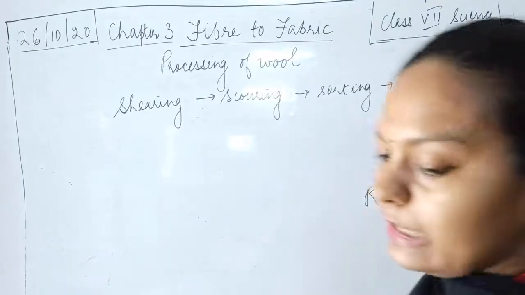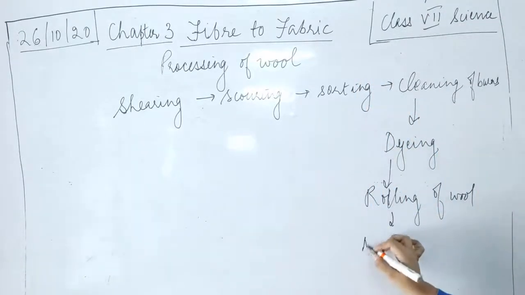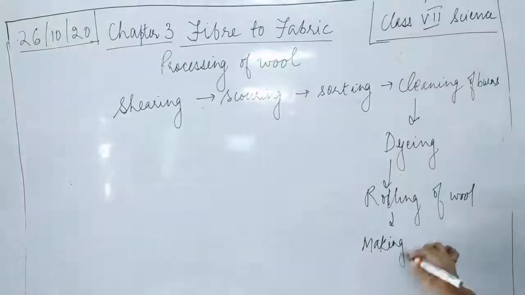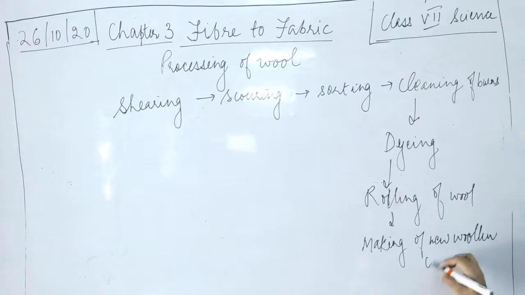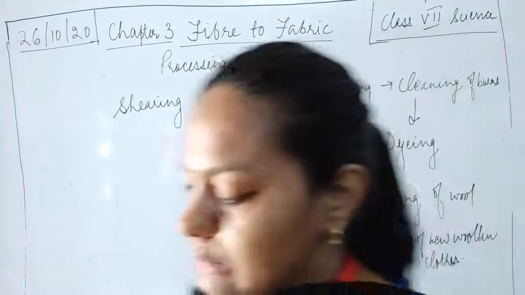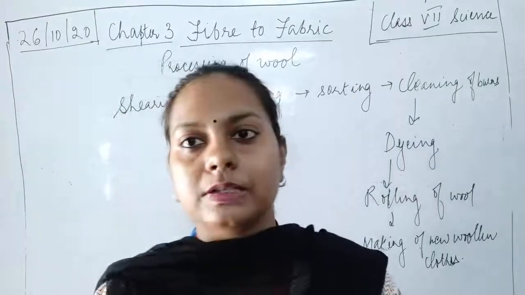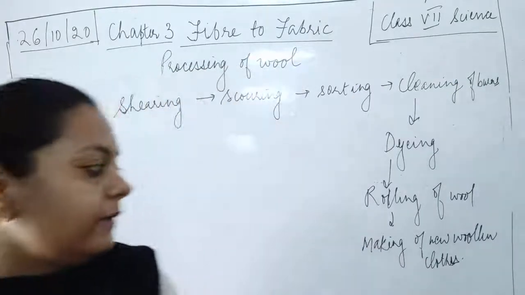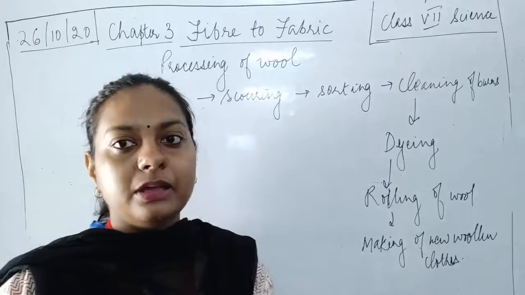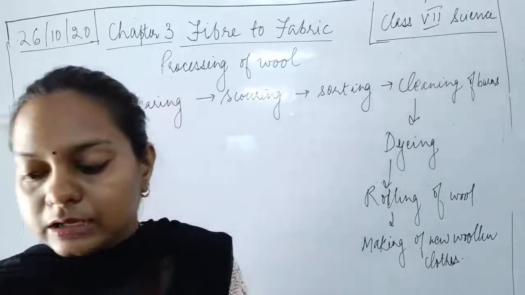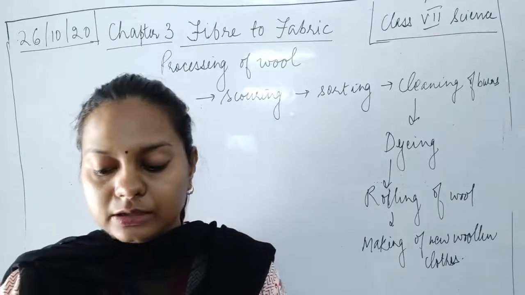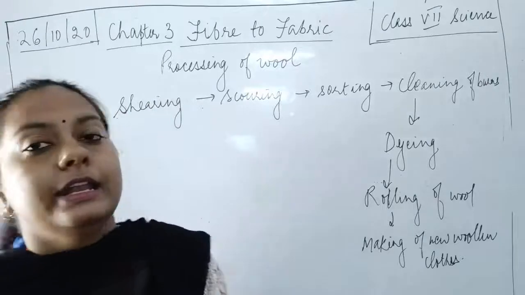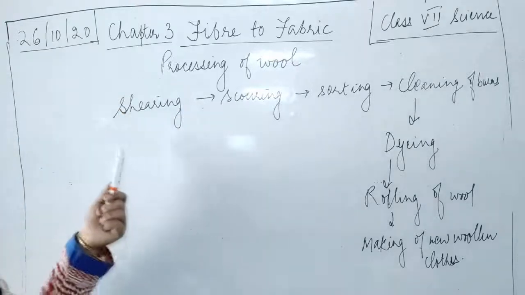So rolling of wool results in the making of new woolen cloths. Okay, so these are the different steps of the processing of wool. After the processing of wool, we can see that new woolen clothes are being woven. Fine. So these are the steps which are involved in the processing of wool. Now please remember the steps.